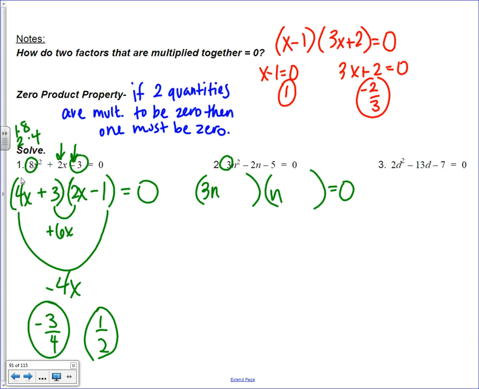The other good news is this is a 5. There's only one set of factors of 5. It has to be 5 and 1. So the question is, do I put the 5 here and the 1 here, or do I put the 1 here and the 5 there? So that's the only guessing that needs to happen in this problem.